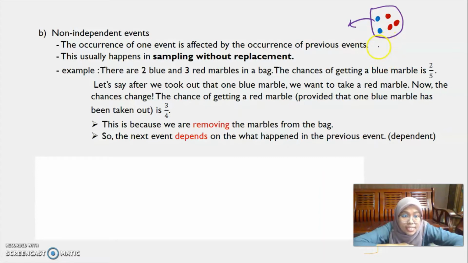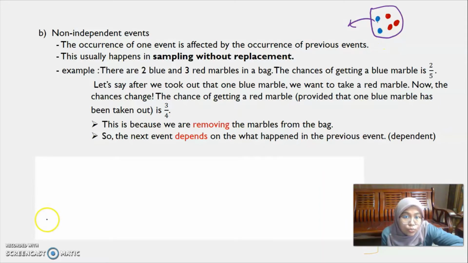Now the chances change, because this is sampling without replacement. When we took one blue marble out of the bag, what is left in the bag is only 4 marbles. So let's say for the second trial we want to get a red marble. The probability of getting a red marble for the second trial, provided that one blue marble has been taken out, is only 3/4.